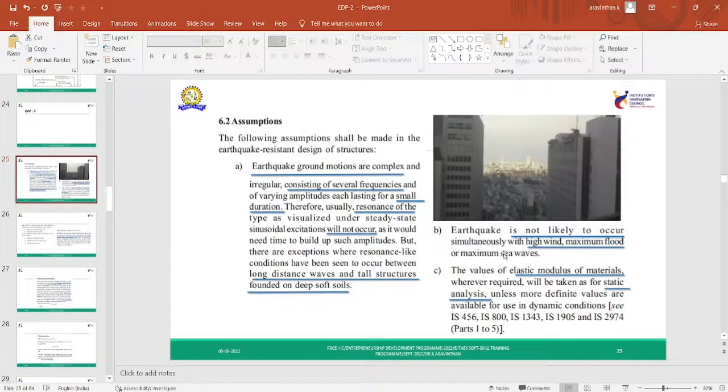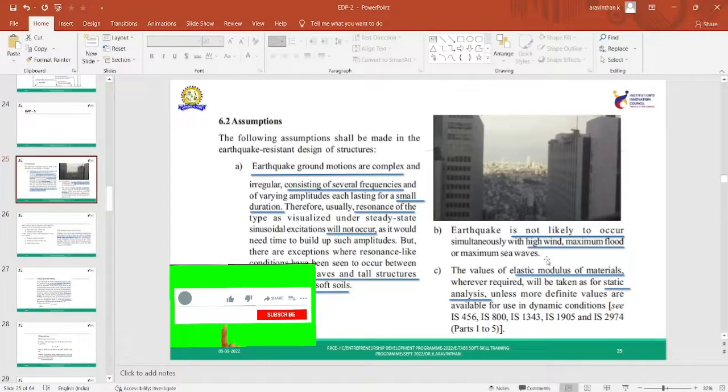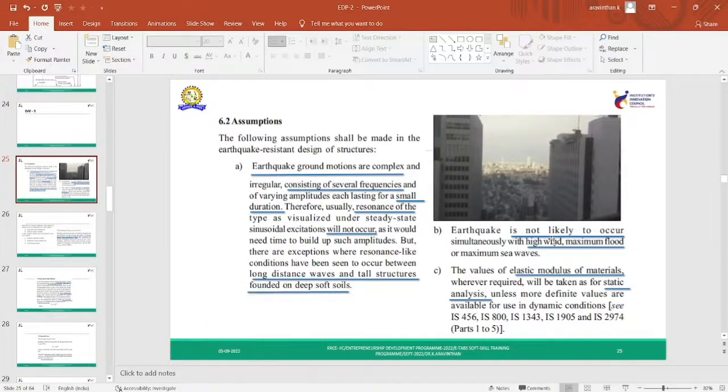Earthquake is not likely to occur simultaneously with high wind, maximum flood or maximum sea wave. When you are analyzing and designing an earthquake resistant structure, you don't need to consider wind analysis, or if you are going for wind analysis, you don't need to do earthquake analysis. So you can do either one. The B part of the assumption says that earthquake and wind do not act simultaneously. When you are constructing a seashore structure, you can consider any one of the phenomena and take the maximum load.